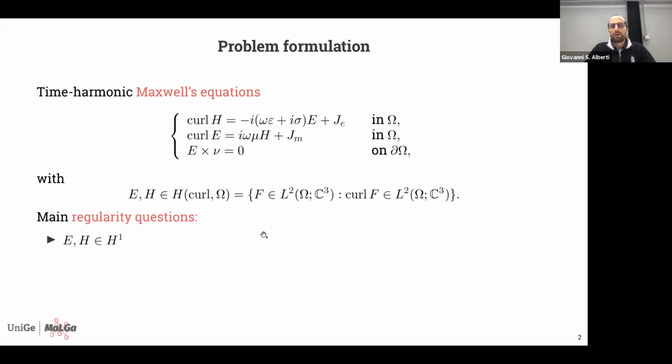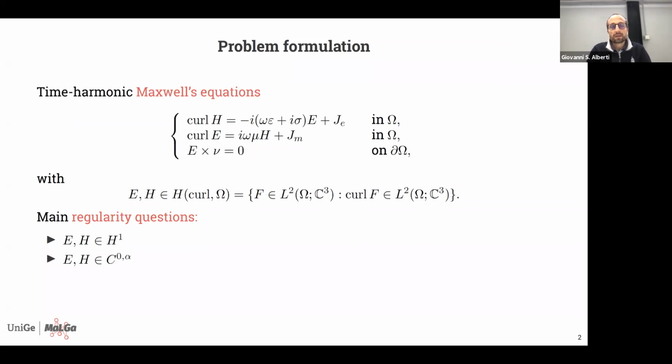So what are the main regularity questions that one can ask? The first one is when E and H are actually in H1, so when the full gradient of E and H is in L2. As I mentioned before, for elliptic PDEs this is a free property. In this case, it doesn't come for free. It has to be proven under some assumptions. That's one of the main properties one wants, that you can take a gradient.